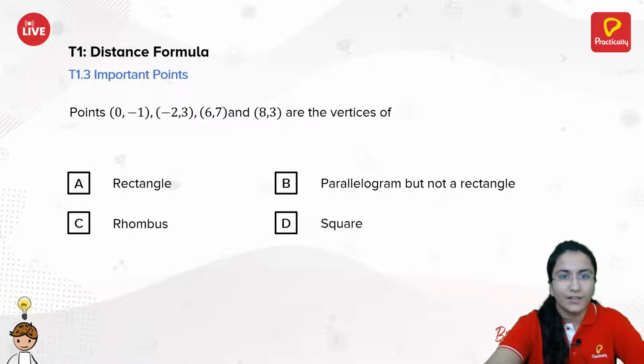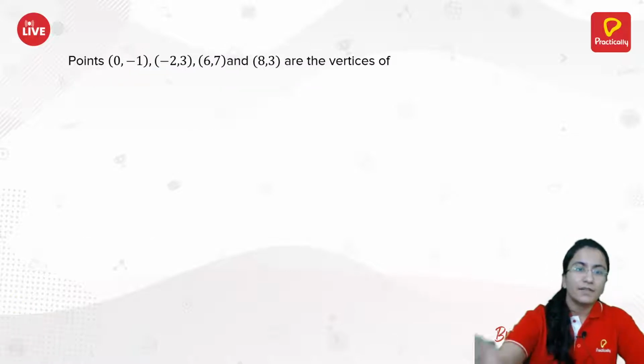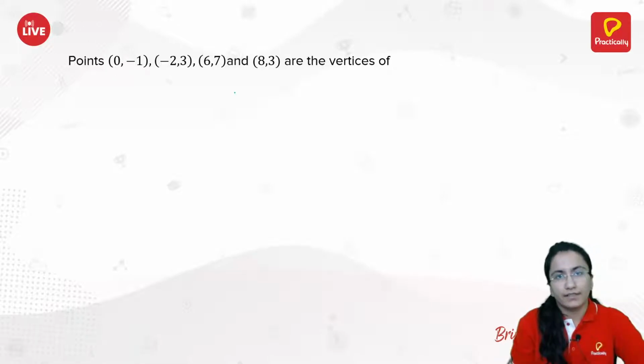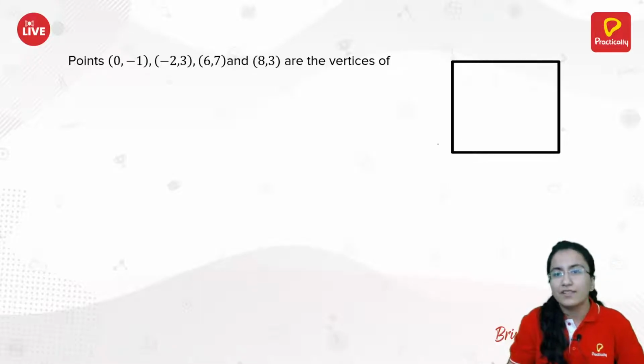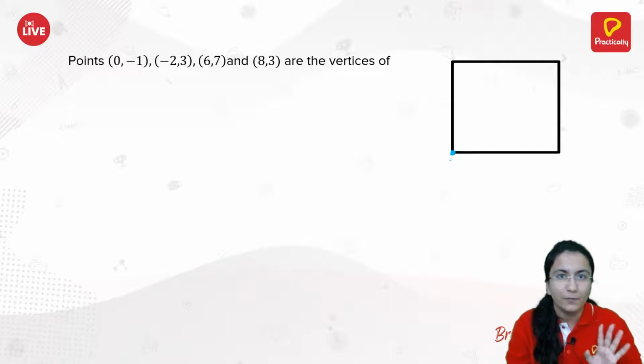Let's do that. Basically, we have these four points with us. So we will quickly plot a figure. I have just drawn it like a quadrilateral. Just take it to be any random quadrilateral, because by now we just know that it will form a quadrilateral.